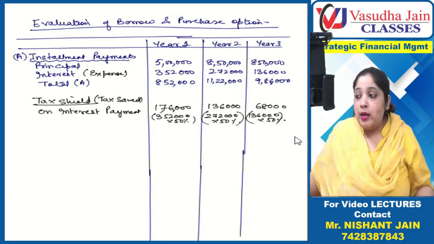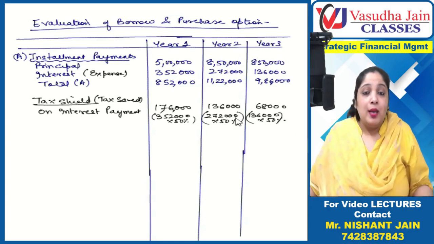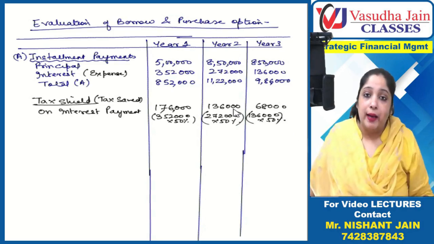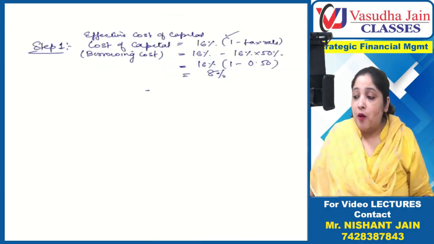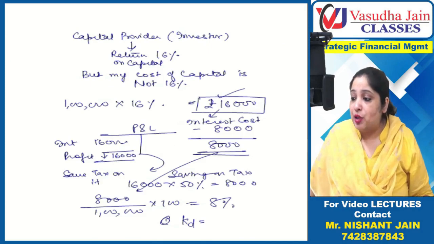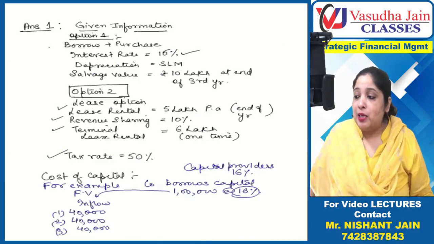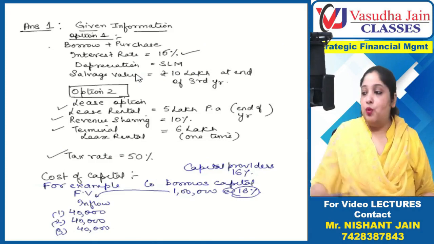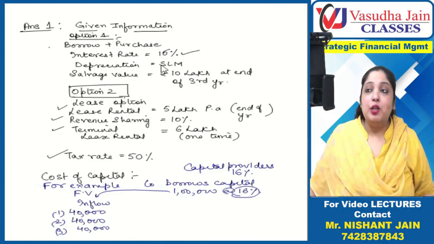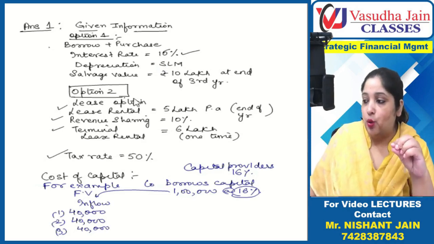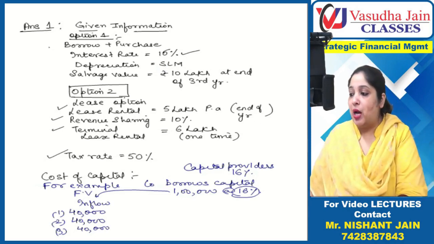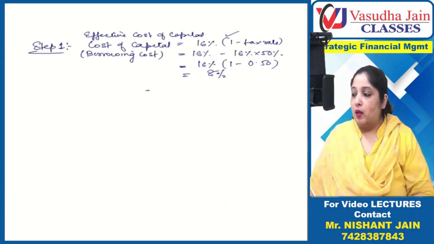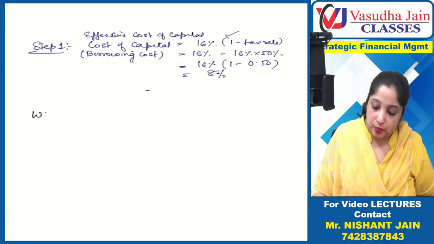I am the owner in this option. The owner can also show one more expenditure, depreciation, in the P&L account. So let us first see what the depreciation rate is. About depreciation, it is written that you can observe depreciation is to be charged on SLM basis. So how are we going to charge depreciation? Working note number 2.